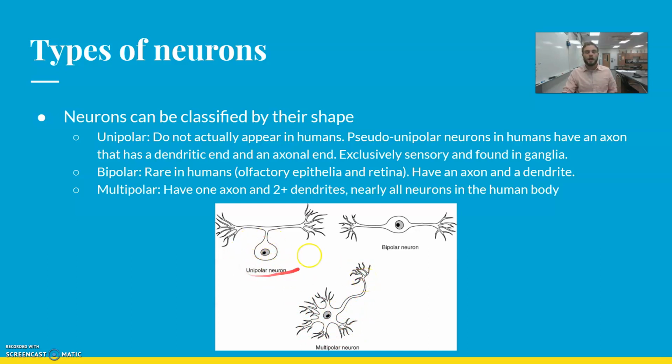But you can see here this unipolar neuron has one branch coming off of it, and then that branch splits and serves as both the axonal end and the dendritic end. A bipolar neuron is going to have two processes coming off of it. One is the axonal end, one is the dendritic end, and then we can see that multipolar neuron there.